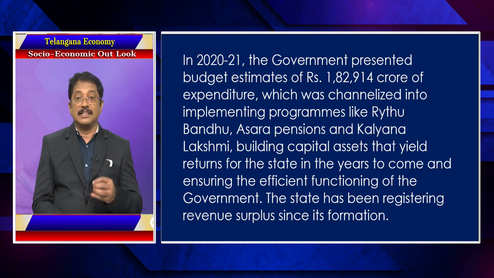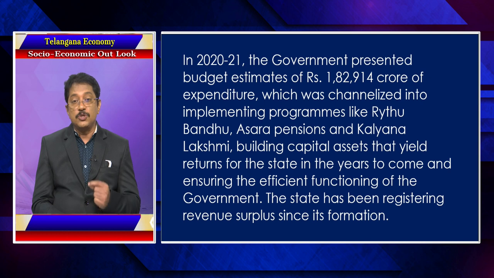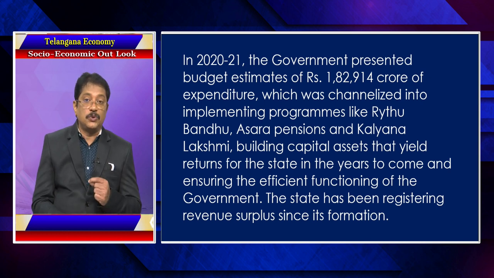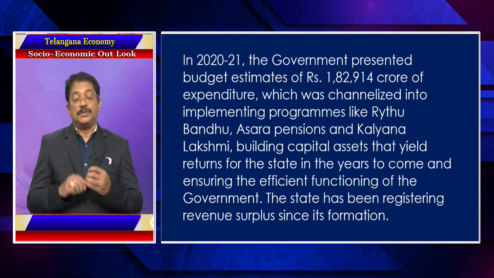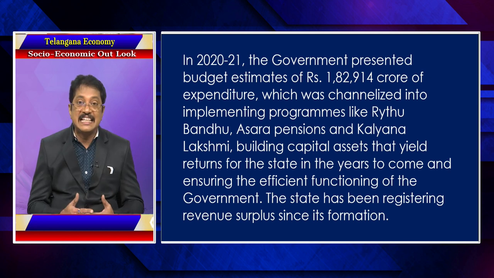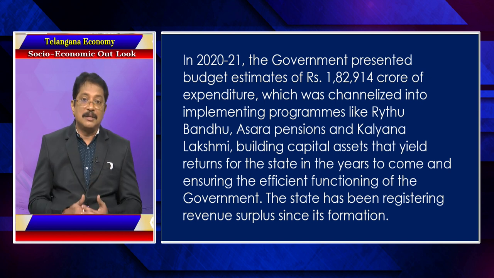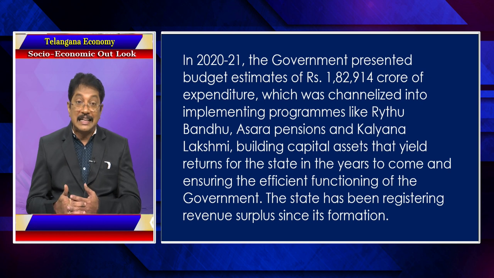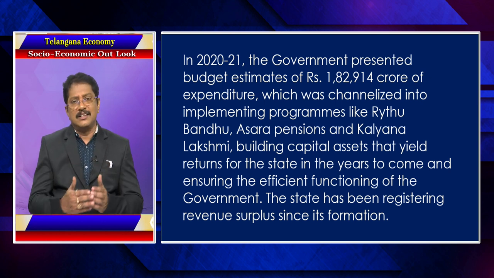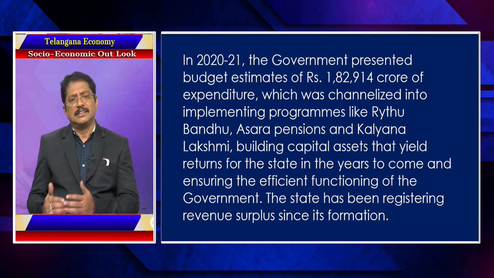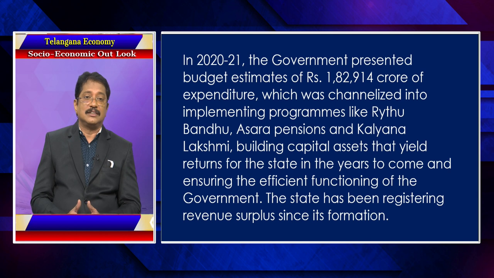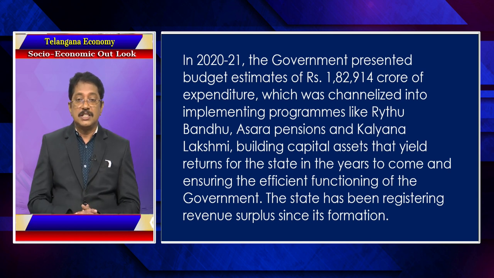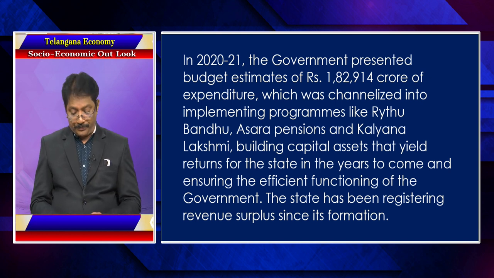Observe it here. In 2020-21, the government presented the budget estimating the expenditure at 1,82,914 crore rupees. Even though we are spending on various schemes like Raitu Bandhu, Asara Pensions, Kakatiya, Kalyana Lakshmi, all these different schemes for the welfare of our Telangana people, still we are registering a revenue surplus since its formation.